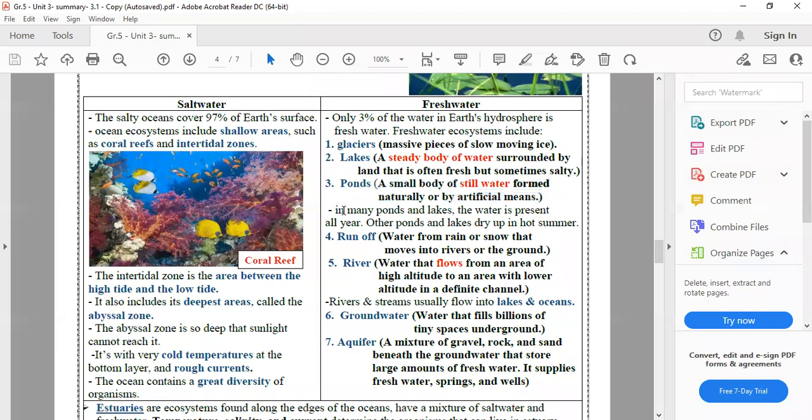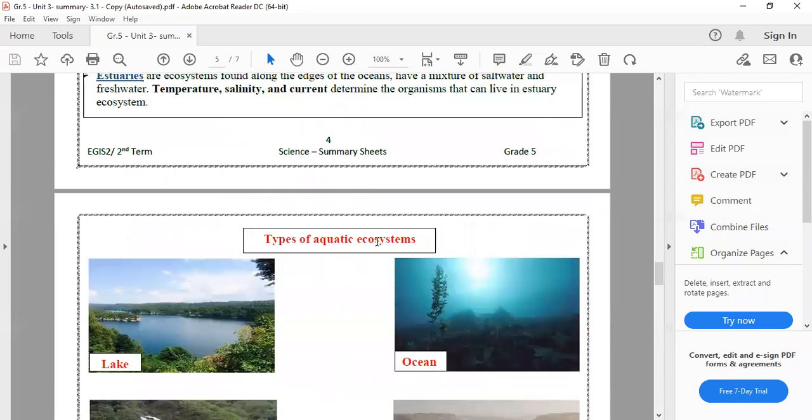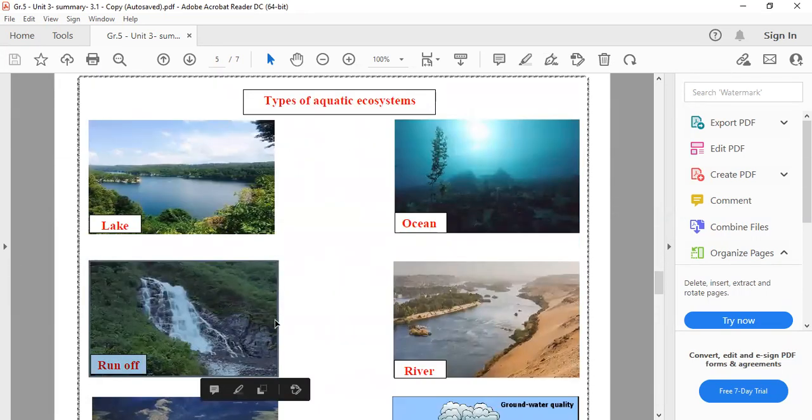Okay? In many ponds and lakes, the water is present all year. Other ponds and lakes dry up in hot summer. So in many ponds and lakes, the water is present most of the year, but sometimes the water dries up in hot summer. And we have something called runoff. Look at this one. This is the runoff, the place where the water starts to move very fast.